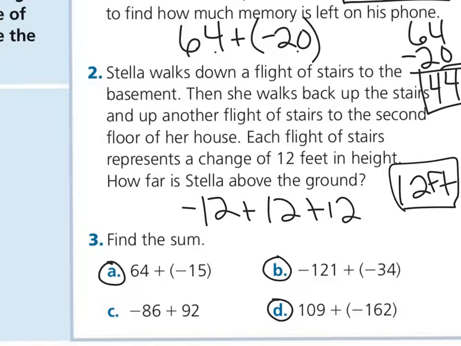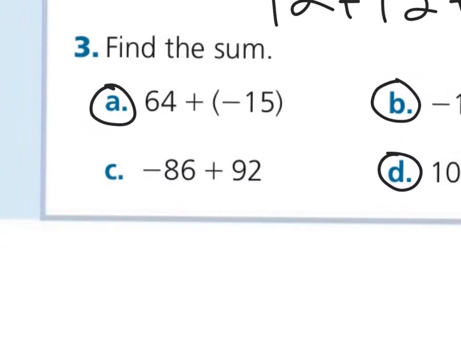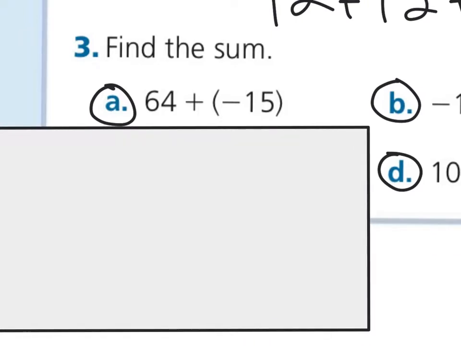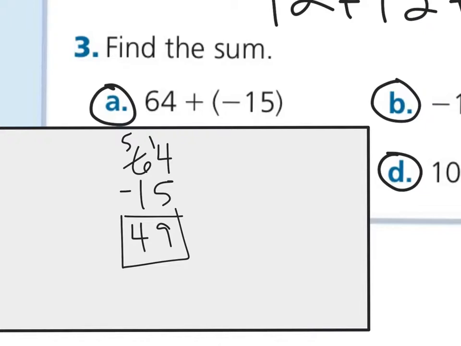If we look at number 3, part A, they want us to find the sum. And again, even though it says sum, that doesn't always mean we're going to add the numbers together. We have to think about the signs, whether they're the same or not. So this problem, these have different signs. We have positives and we have negatives. So they're working against each other here. It means we're going to subtract them. And when you work that out, you get 49. We have more positives than negatives, so our answer would just be a positive 49 for that one.